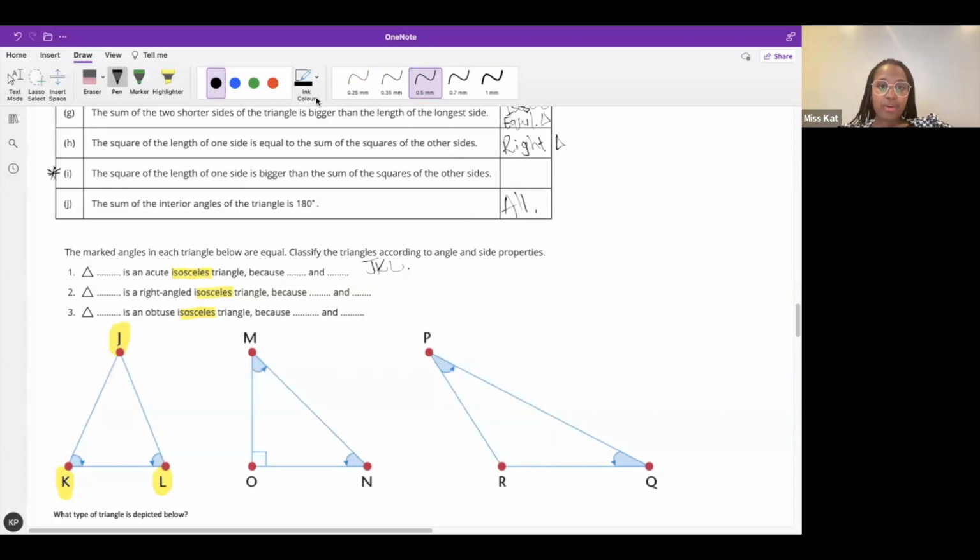So then I already gave you the two reasons for the first one. Okay. So the first one, JKL, has to be an acute isosceles, and my first reason is all angles are less than 90 degrees, and it has two equal angles.